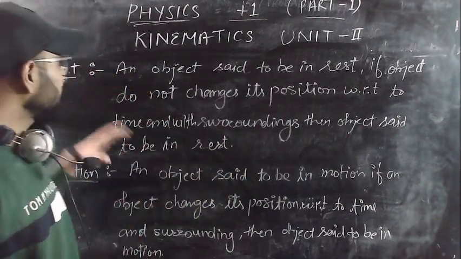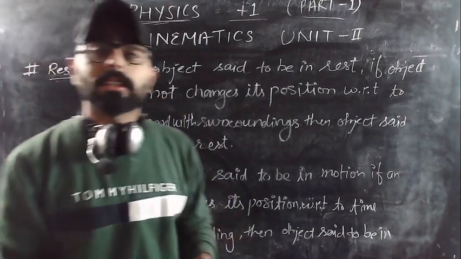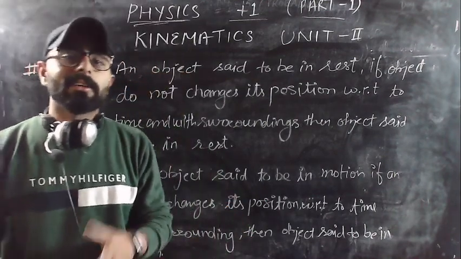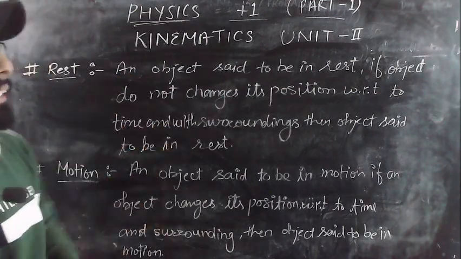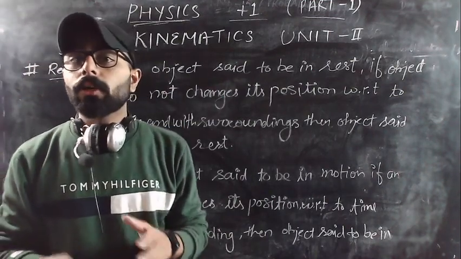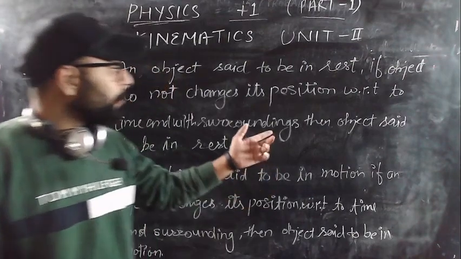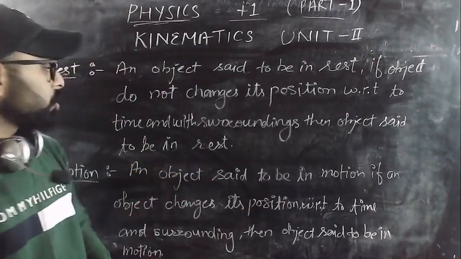So first of all I will talk about what we mean by rest, how we can say the object is in rest position. First of all, its definition: an object is said to be in rest if it does not change its position with respect to time and its surrounding.